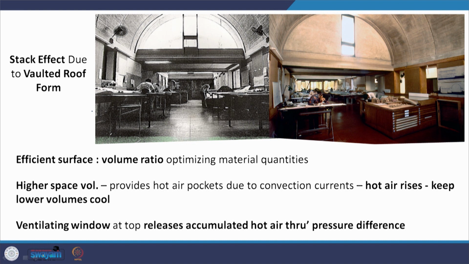Now the stack effect is also being created, a convection current is being generated in the workspace, because of the vaulted form above. So there is an efficient surface to volume ratio which optimizes the quantity of materials that is used. This high space volume, like I said, is one of the important things we need to generate that convection current and the stack effect, and provides the hot air pockets that rise up and move out from the openings in the barrel vault, and the cooler air moves in.